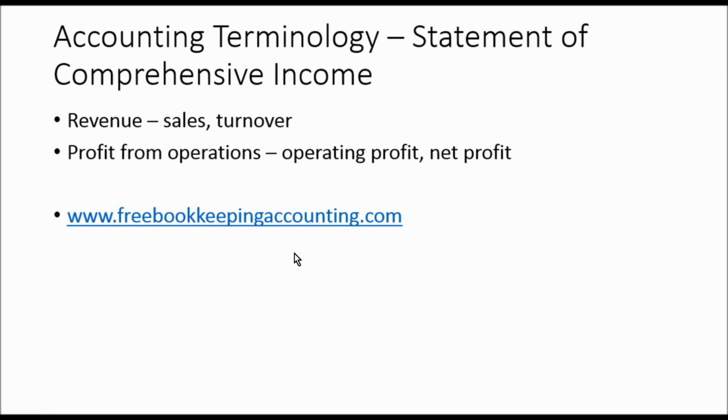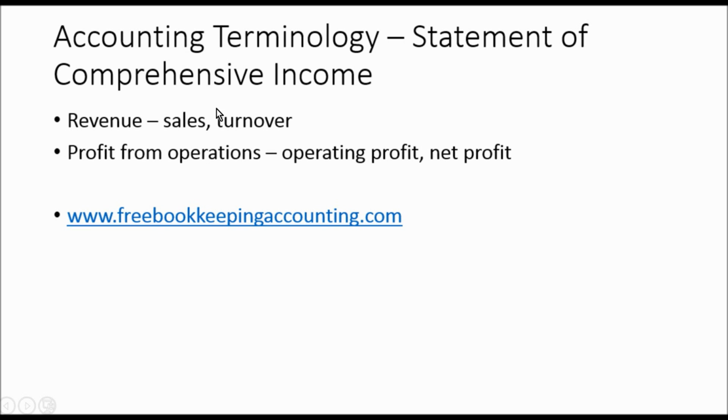I feel like I'm covering some really in-depth stuff now, so if you are getting confused, this is quite in-depth, but this is all information that you need to know really to understand the basics of limited company accounts. Accounting terminology: statement of comprehensive income or the profit and loss statement.